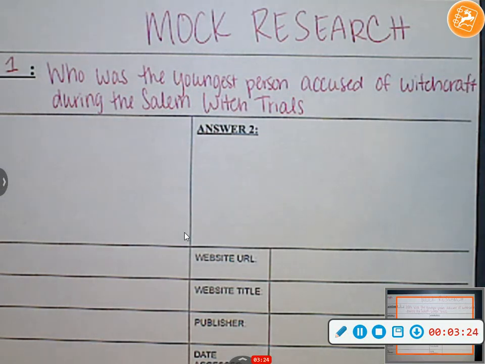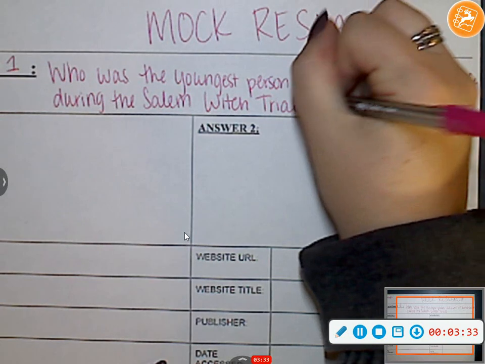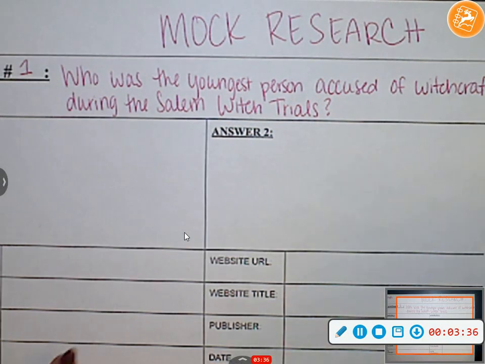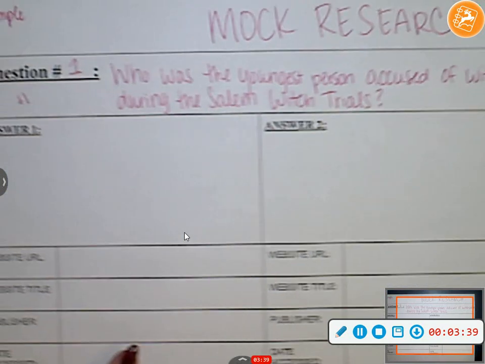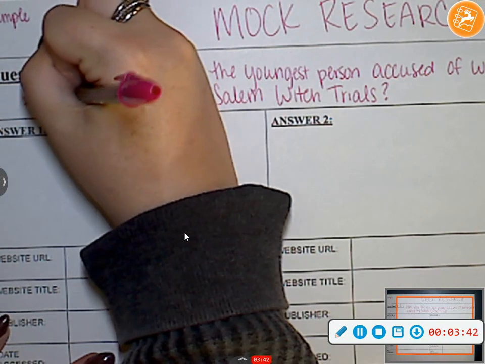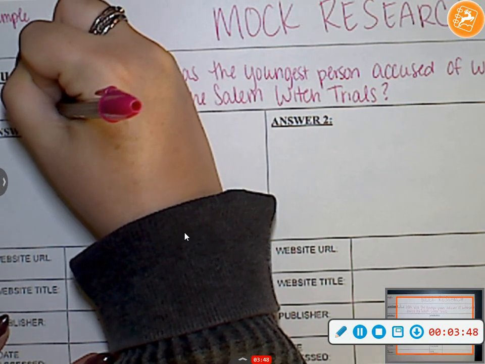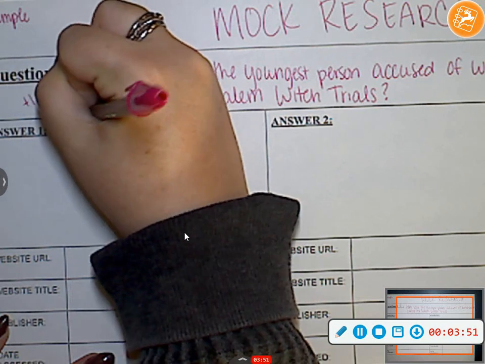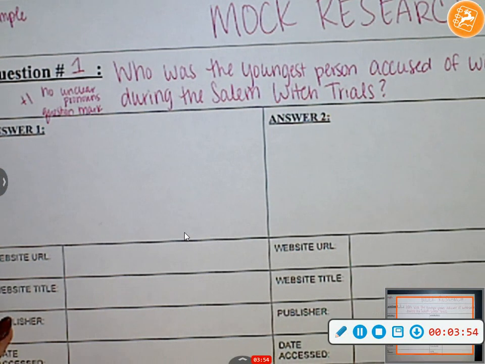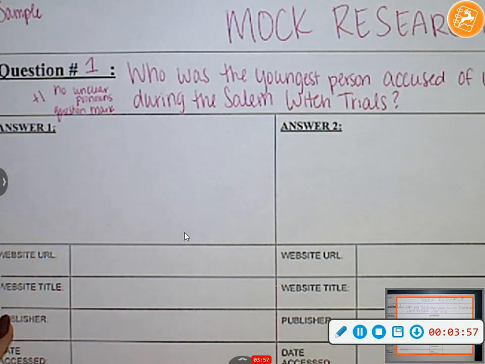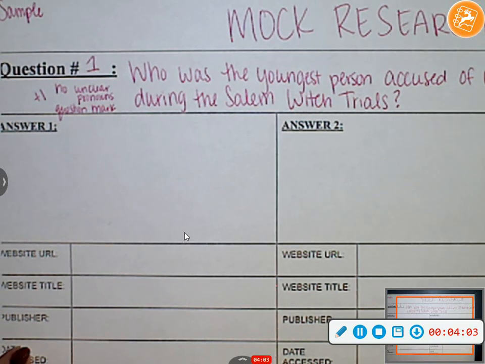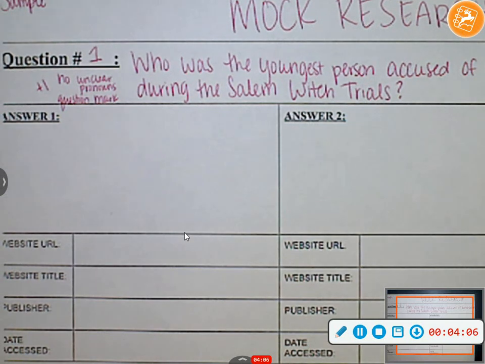Would I give you a point for this question? No. What's it missing? Question mark. Good. You get 1 point for your question if it has no unclear pronouns and contains a question mark. And those are all things that I checked for on your question sheet. I checked for that. So everybody should have no unclear pronouns and have question marks, because that's specifically what I checked for.